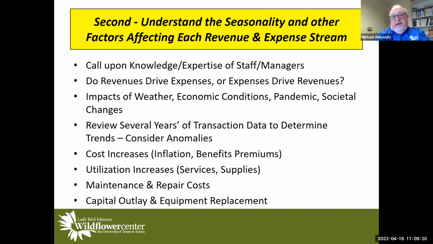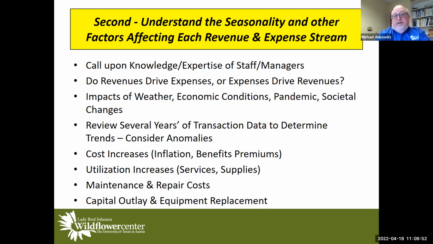We've all been through the pandemic with COVID-19. At the Wildflower Center, we shut down on May 15th of 2020, which was really the first day of our spring busy season. We lost an entire year's worth of busy spring wildflower activity. It cost us hundreds of thousands of dollars of revenue. And then other societal changes impact revenues and expenses.